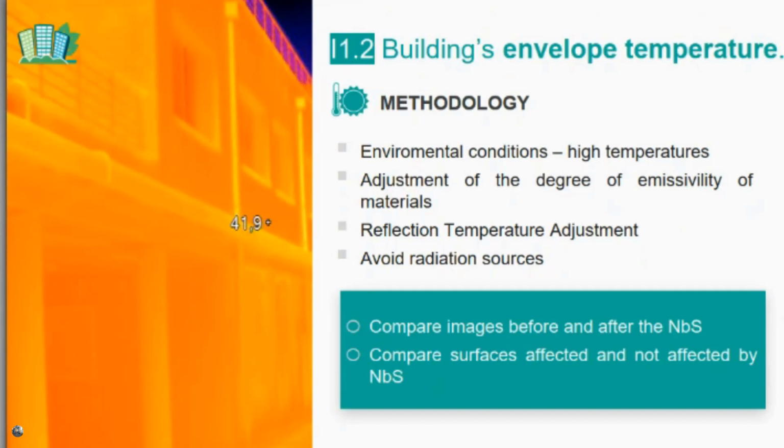The reflection temperature must also be set, which is usually equal to the ambient temperature. Finally, nearby radiation sources that generate reflections and alter the actual thermal characteristics should be avoided. To assess the impact, thermal images taken before and after the interventions are compared, detecting possible changes in temperature ranges and decrease in maximum temperatures. It is also possible to compare the temperature of the surface affected by the nature-based solutions with other parts of the facade that has not been altered.